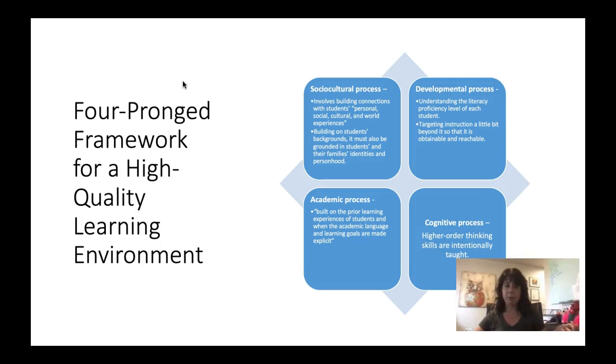The academic process is building on the prior learning experiences of students when the academic language and the learning goals are made explicit. So really just building on where they are at academically and developing goals that are progressing. Developmental process is understanding the literacy proficiency level of each student and targeting that instruction a little bit beyond that so that you're still challenging the student, but making it attainable and reachable for them. And then cognitively, we think about higher order thinking skills that are taught intentionally, like developing skills about problem solving, how do you take detailed information and summarize it in a way that makes sense.